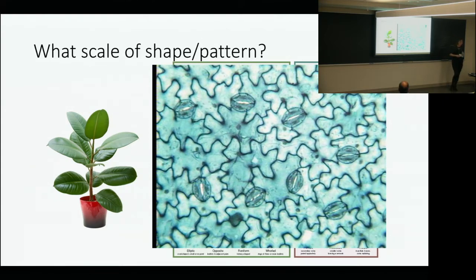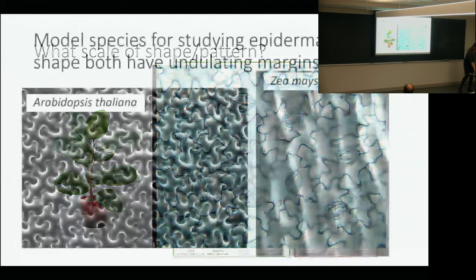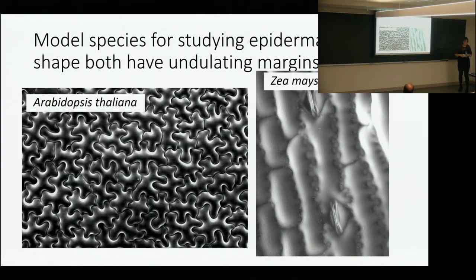But I'm going to focus on this pattern today. Not necessarily the tiling of the surface, although that's an interesting question, but just how do you get undulatory margins? This is potentially pertinent for the field because this is an example of one of our model species, Arabidopsis thaliana. It's a weed, but we can do a lot with it. We can do a lot of genetics and developmental biology with it. And you can see here that it has these undulatory cell margins and they fit nicely together.